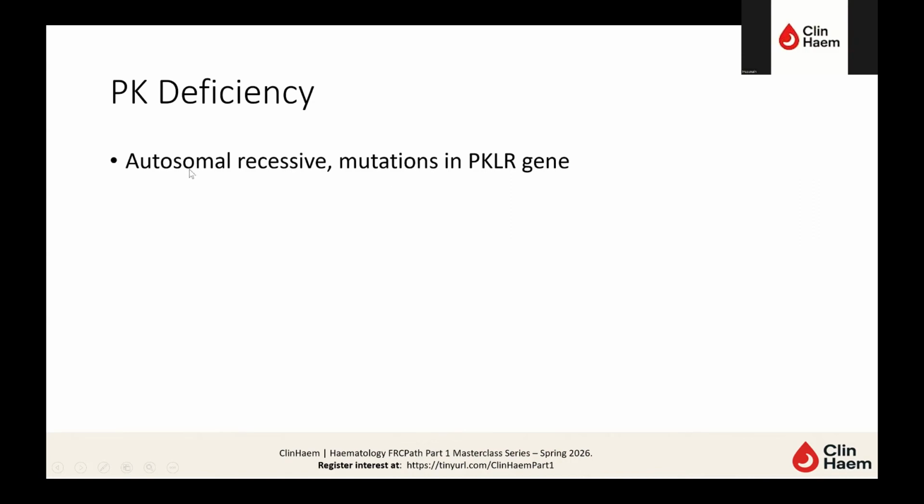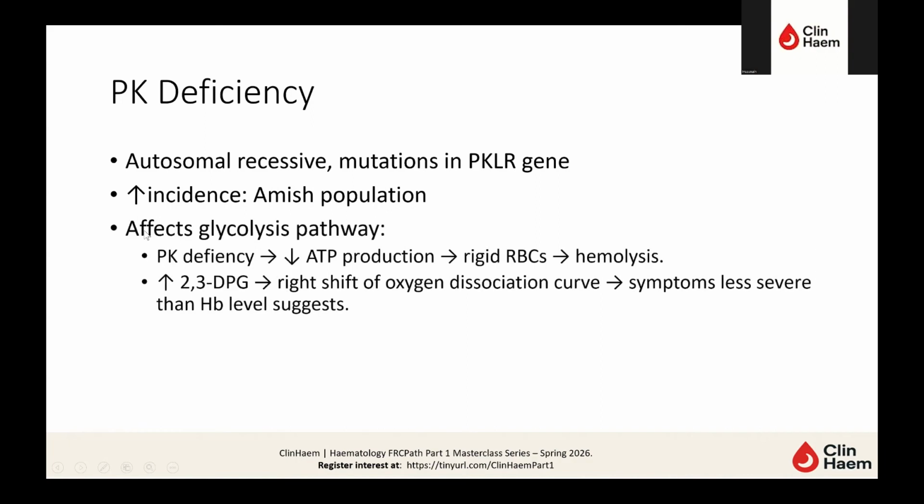PK deficiency, on the contrary, is autosomal recessive. It's in the PK gene. This is an exam question: there is increased incidence seen in the Amish population because of consanguinity, and it affects the glycolysis pathway. So PK deficiency is going to lead to low ATP, rigid cells, hemolysis. But they also produce high 2,3-DPG, which, if you remember, if there are high levels, shifts the oxygen dissociation curve to the right, and then oxygen is easily available to cells, even though the hemoglobin is lower. Symptoms are actually less severe than the hemoglobin suggests. So hemoglobin might be in the 60s, but they might not be as symptomatic.